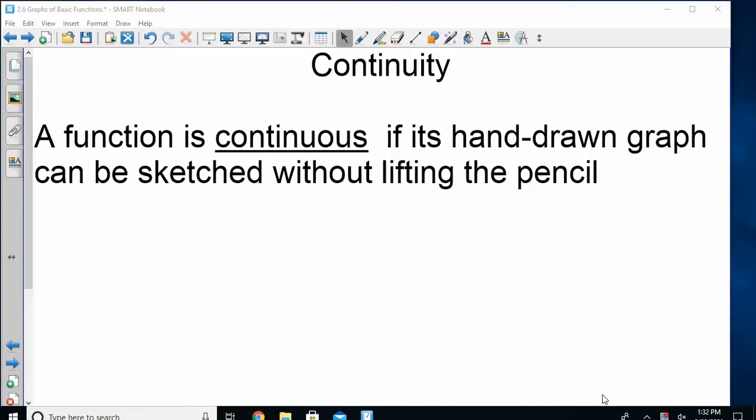Have on here is a definition of continuity. So we are going to be talking about where functions are continuous today.